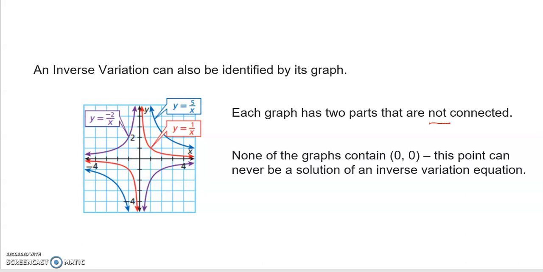That also has to do with our equation earlier when we said k cannot be 0 and x cannot be 0. So if you look here, we have y equals 5 over x, that's the blue curves shown. The purple is y equals -2 over x. And the red is y equals 1 over x. So you see they each have those two parts that are kind of like mirroring each other, and that are not connected to one another.